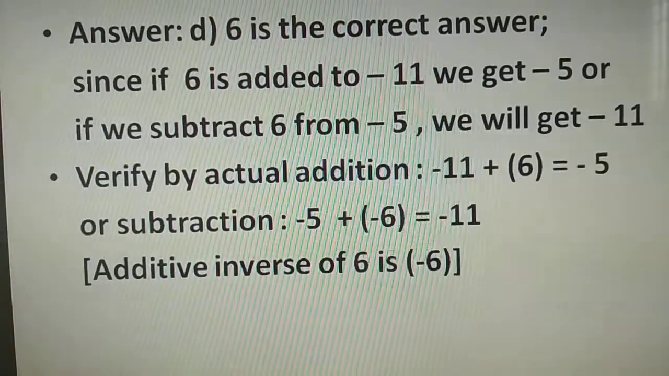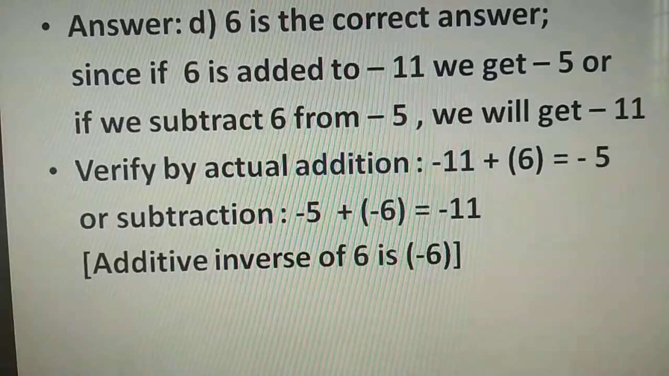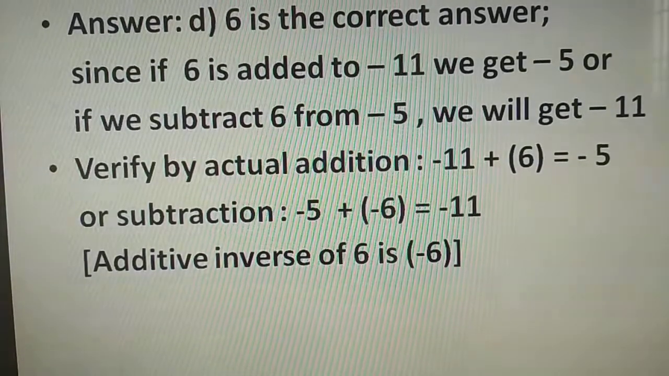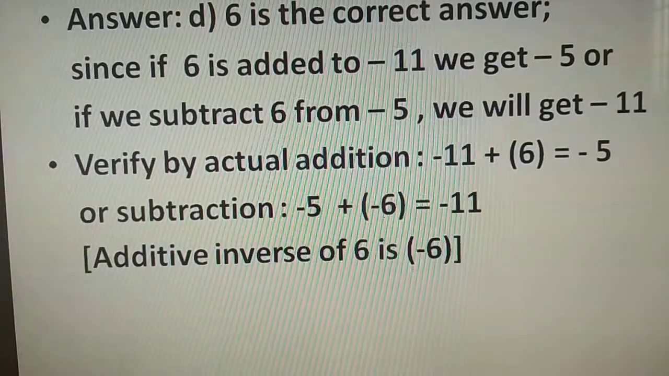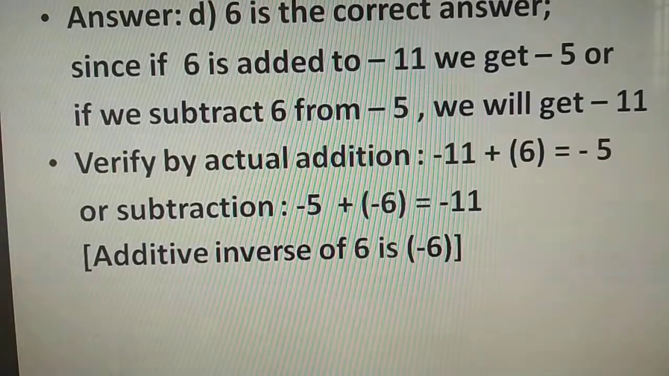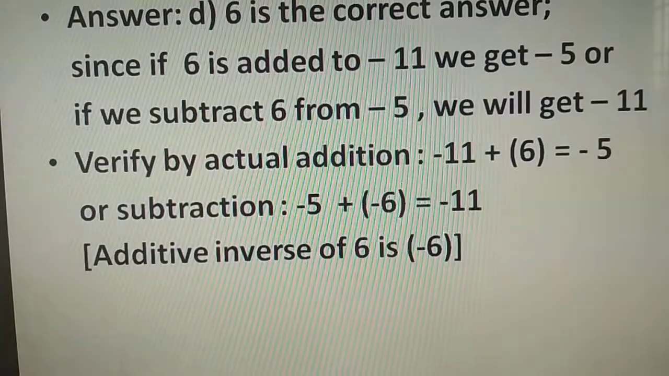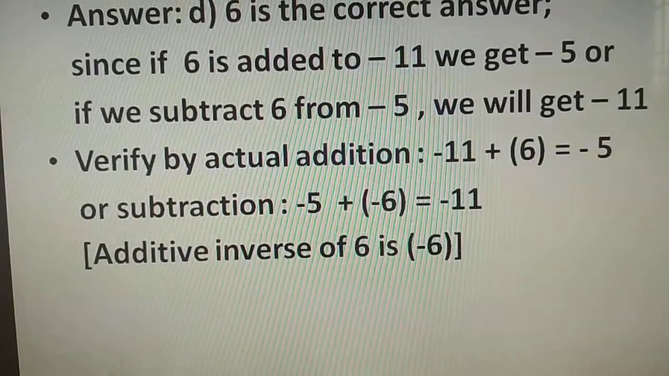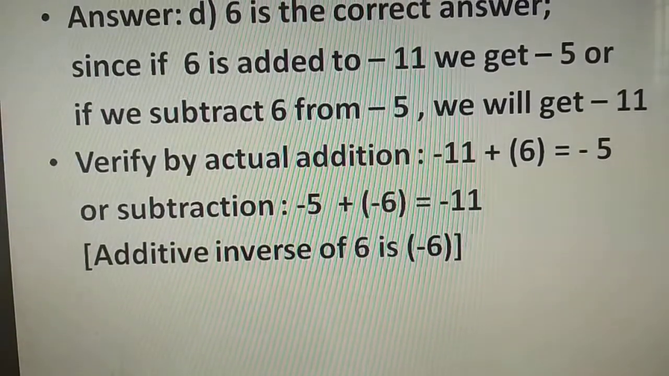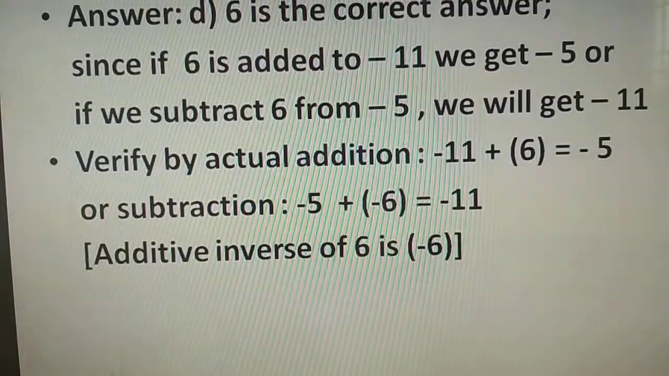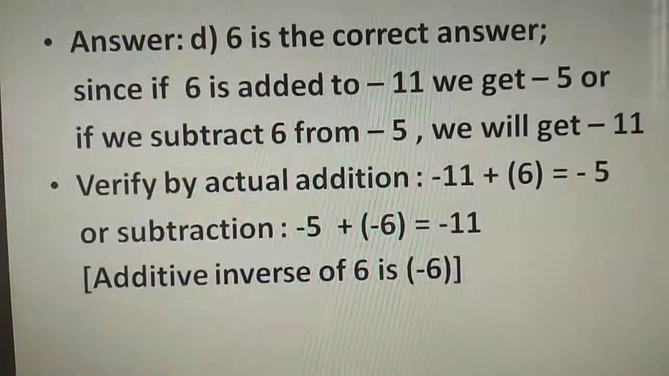We use the additive inverse. We are adding the additive inverse of 6, which is minus 6. So we are doing subtraction by addition of the additive inverse of the other integer. So minus 5 plus minus 6 is equal to minus 11. Once again, it is minus 11 only. So if you subtract 6 from the greater number, we will get the smaller number, minus 11. So hence 6 is the correct answer.